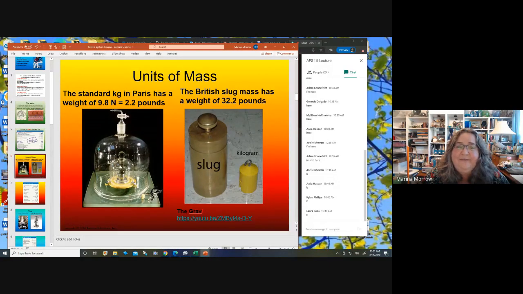But let's just talk about mass for a minute. So this in here is the little kilogram that's kept safe under all these jars so that it doesn't get oily from your hands or anything like that. You can only touch it with these special tongs. And so that's kept in France.